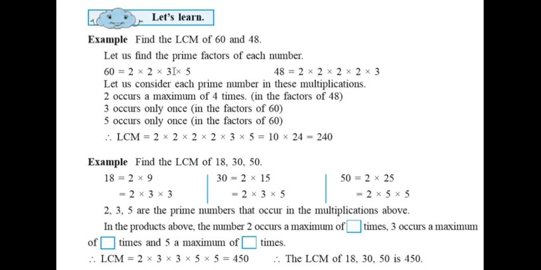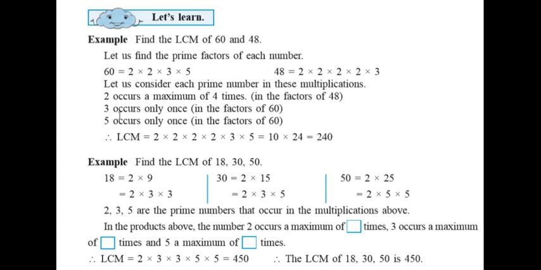Next prime factor what we can see in both the multiplications is 3. So here in 60, 3 is 1 time and in 48 also 3 is 1 time. So we can write here 3 occurs only once in the factors of 60. And you can also write here in the factors of 48. Now next. 5 is the factor present in 60, but it is not present in 48. So you can write here 5 occurs only once in the factors of 60.